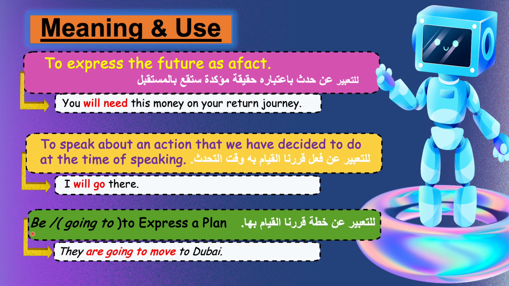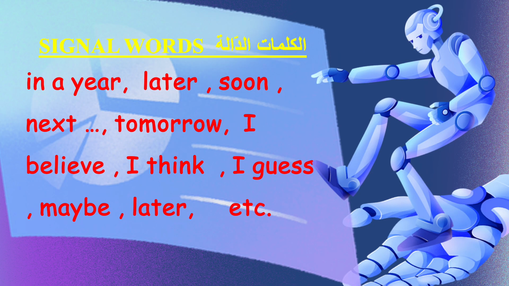Also, we can use the verb to be to express future with going to. We can use going to express a plan. They are going to move to Dubai. They are planning to move to Dubai. Signal words. We can use any words that express the future, like in a year, later, soon, next, tomorrow, I believe, I think, I guess, maybe, later, etc.